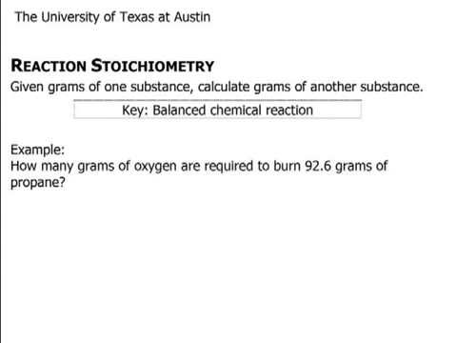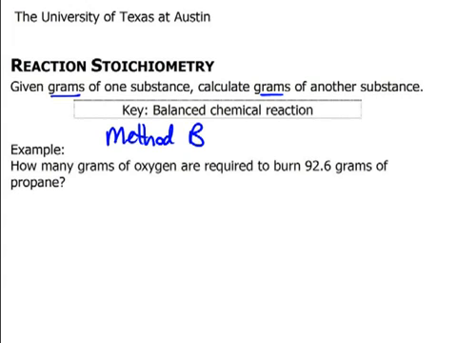In this video we're given grams of one substance and we need to calculate grams of a different substance. In this video we'll look at method B. We do have methods A, B, and C for this type of problem. We hope you'll visit and view the other videos as well.